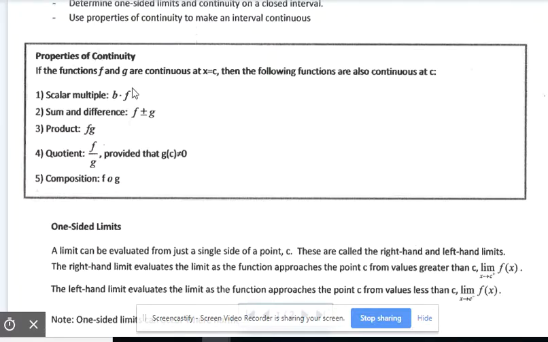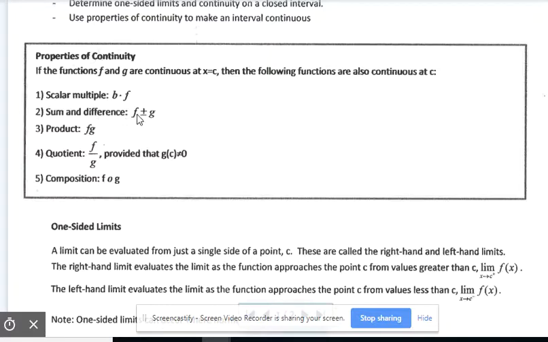So if we have two functions, f and g, that are continuous at x equals c, then the following functions are also continuous at c. Scalar multiple, so I guess we should say that b is any real number. You have b, so a number times a function f. If f is continuous, then that means this is also continuous.